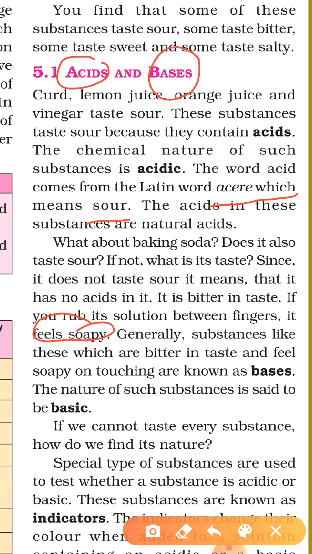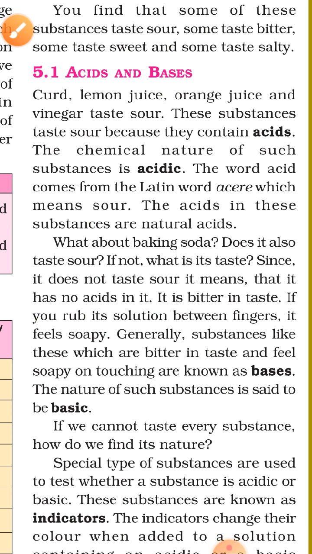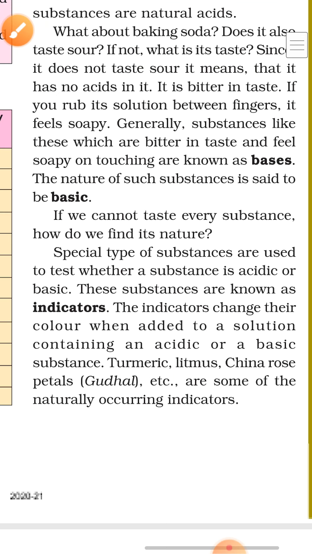Here are two kinds of litmus paper. One is blue, another is red. When blue litmus paper changes into red, then we can say that this is an acid. When the just opposite reaction happens, when red litmus paper changes into blue, then we can say that this is basic in nature. Understood?